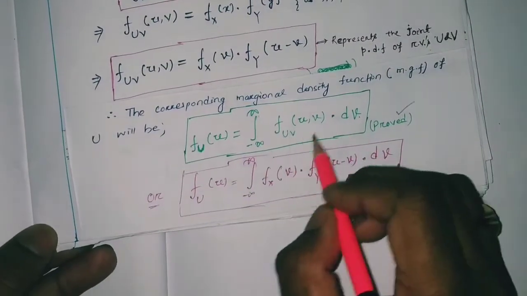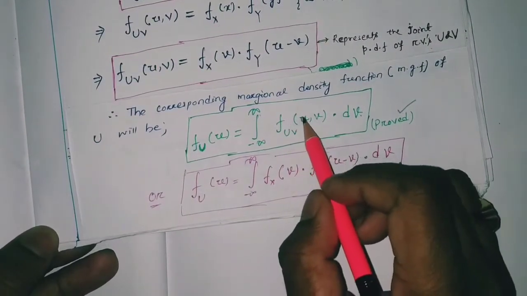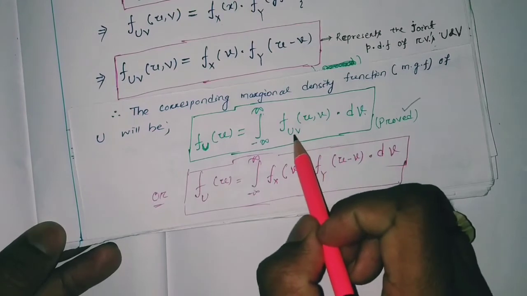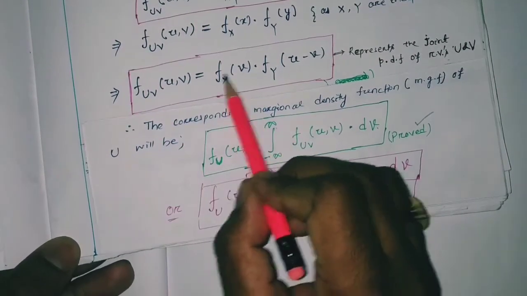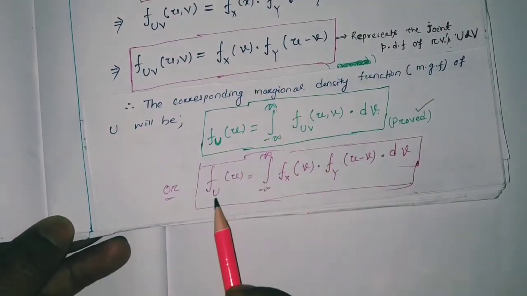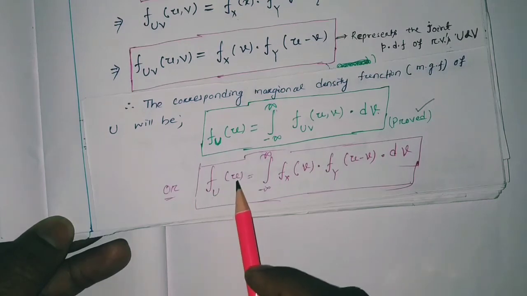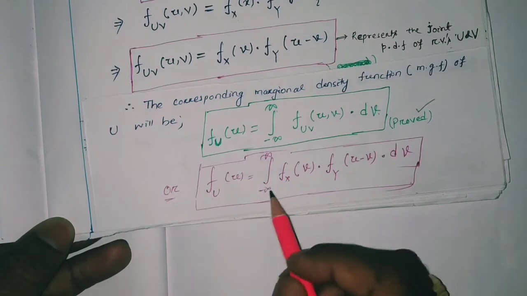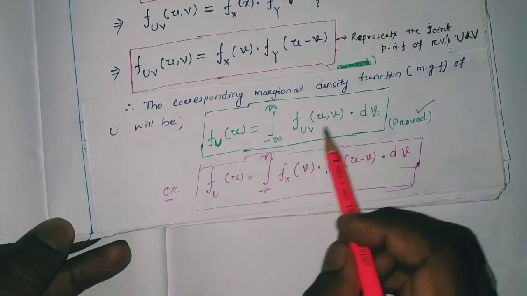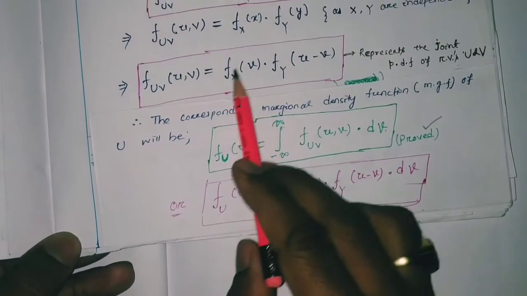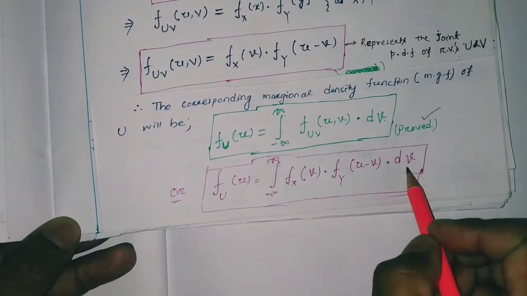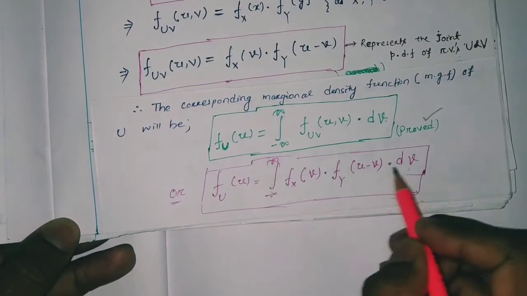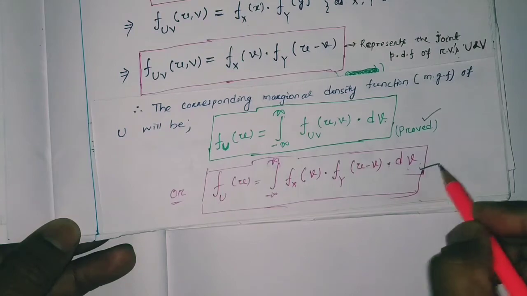But as it is independent, we have to write instead of this one, this one. So we have to write f of u, or you can say the marginal density function of u, equal to the integral from minus infinity to plus infinity of this, into dv. Okay, it has been proved.